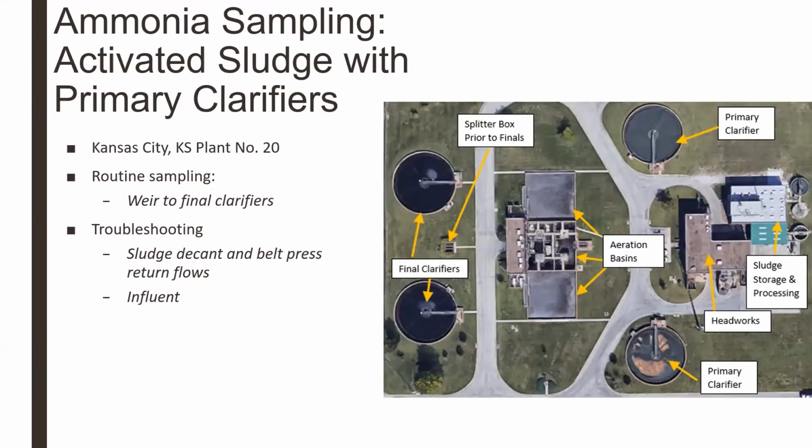So what about a plant that has both primary and final clarifiers? This is a more traditional activated sludge treatment. It's a little bit larger. This is in Kansas City, Kansas.